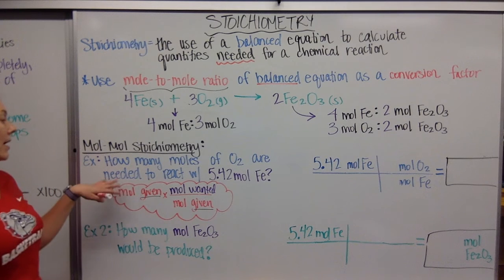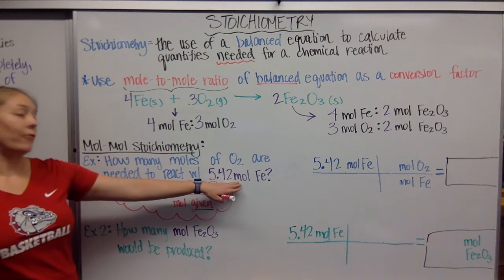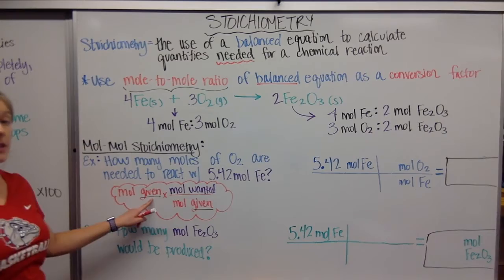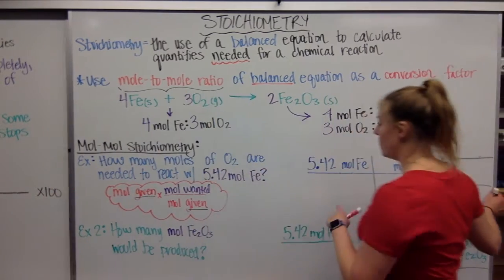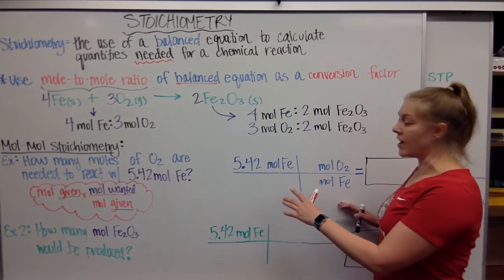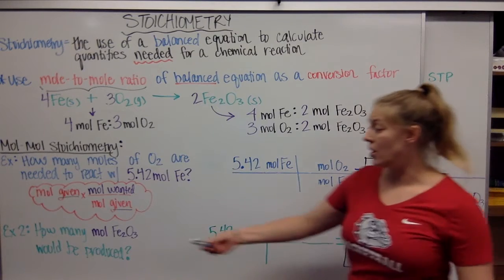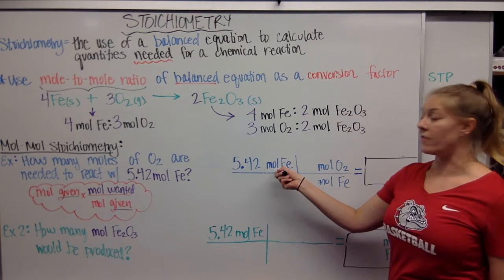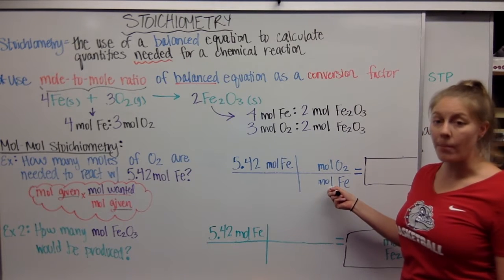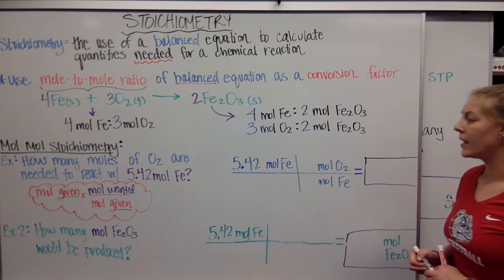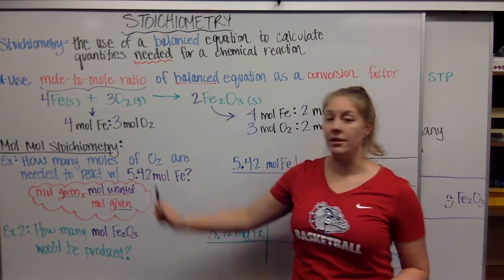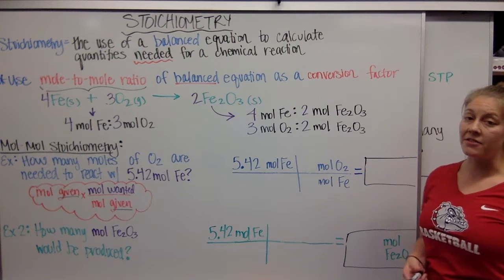Okay, so we are starting here with 5.42 moles of iron. That makes 5.42 moles of iron our given. So 5.42 moles of iron goes on top. The given unit, moles of iron, also has to go on the bottom because that's how they're going to cancel out. My moles of the wanted, which in this case is oxygen, are going to go on top. So moles of oxygen on top.